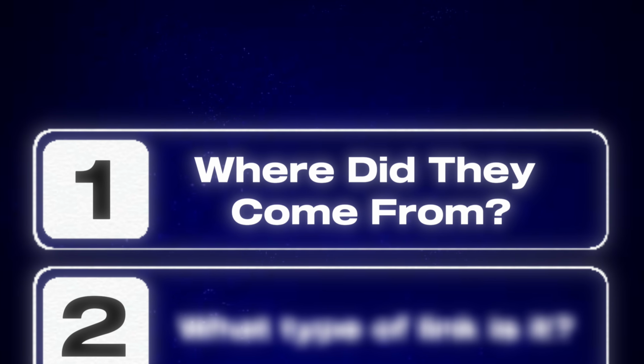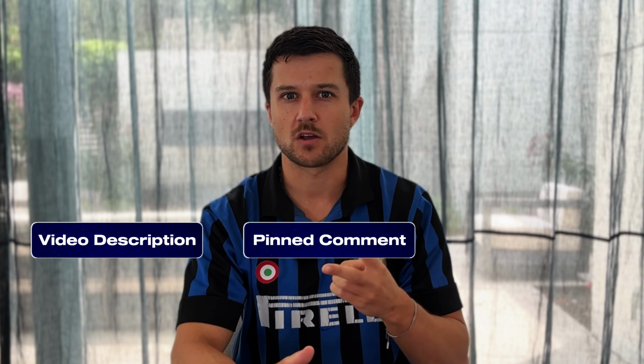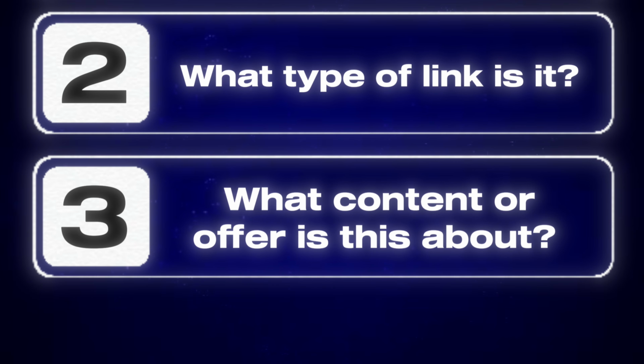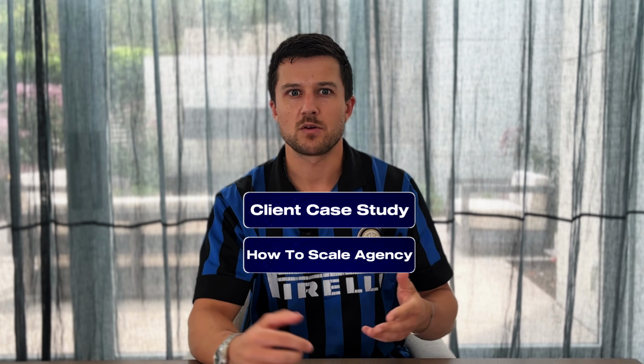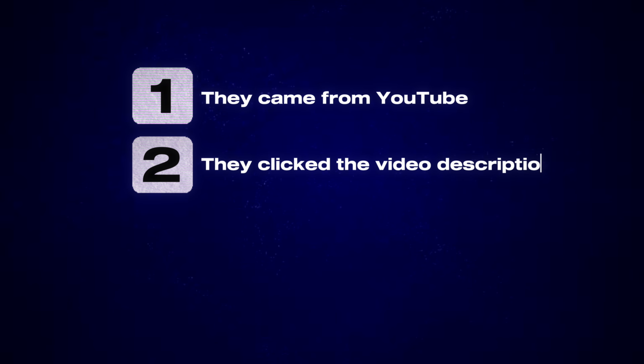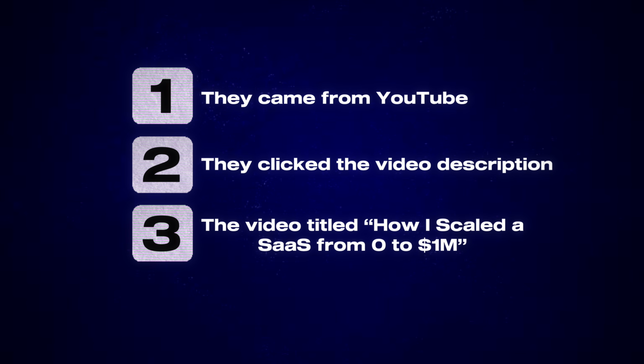1, where did they come from? For example, was it YouTube, your newsletter, LinkedIn? 2, what type of link is it? For example, is it from the video description, a pinned comment, the end screen? And 3, what content or offer is this about? Was it your client case study, a how to scale agency PDF, your July consulting offer? This way, when someone fills out your form, you'll know 1, they came from YouTube, 2, they clicked the video description, and 3, it was on the video titled How I Scaled SaaS from 0 to $1 million.